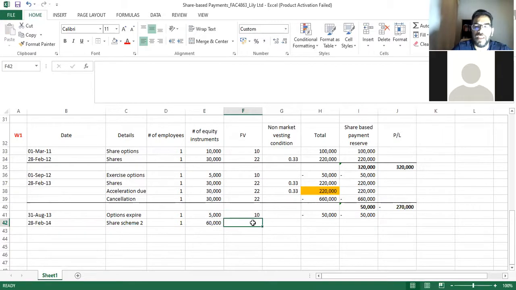We use that incremental fair value, the net fair value. If share scheme 2 was not a replacement of share scheme 1, we'd have used the grant date fair value on 28 February 2013. So remember, we'd have used the grant date fair value for share scheme 2 as at 28 February 2013 if it was not a replacement share scheme. But because it is a replacement share scheme, we use the net fair value or the incremental fair value given to us as 17 Rand 50.